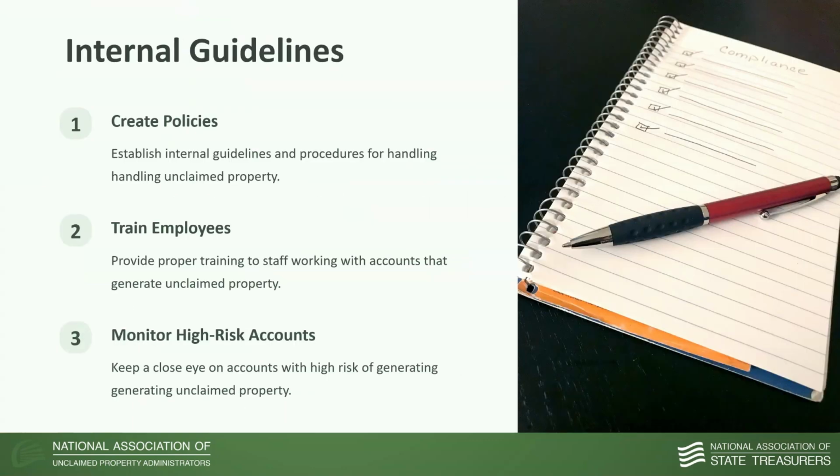Holders are encouraged to establish internal guidelines to help prevent some common errors that generate unclaimed property. Record retention policies for specific records should be spelled out, and policies and procedures created to be used as a reference guide for internal use. It's important to provide proper training to employees who work on specific accounts that generate the most unclaimed property. Examples include accounts payable, accounts receivable, and cash accounts.